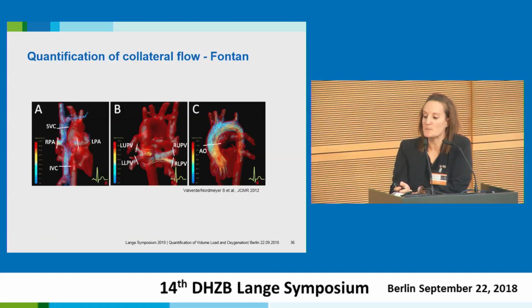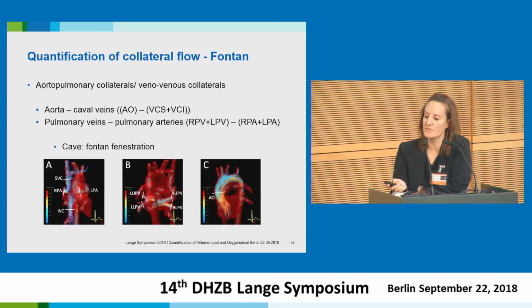Another topic we can address with 4D flow or with 2D flow quantification is the quantification of collateral flow, for example, in Fontan patients. So we perform flow measurements in the SVC and the IVC, right and left pulmonary artery, in the pulmonary veins and in the aorta. We can also perform flow measurements below and above a Fontan fenestration in order to quantify it. In order to calculate aortopulmonary or veno-venous collateral flow, we subtract the flow coming from the cava veins from the flow which we have in the aorta. And the difference we have, in this case without the Fontan fenestration, could account for either aortopulmonary or veno-venous collaterals.